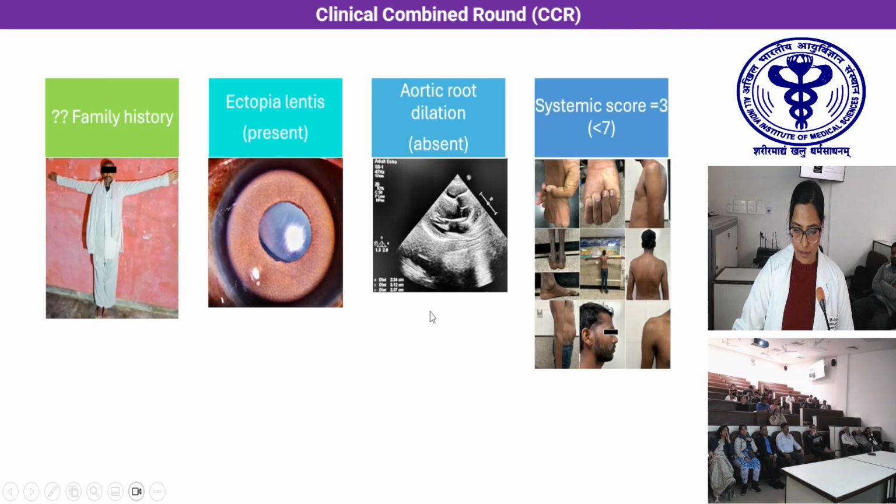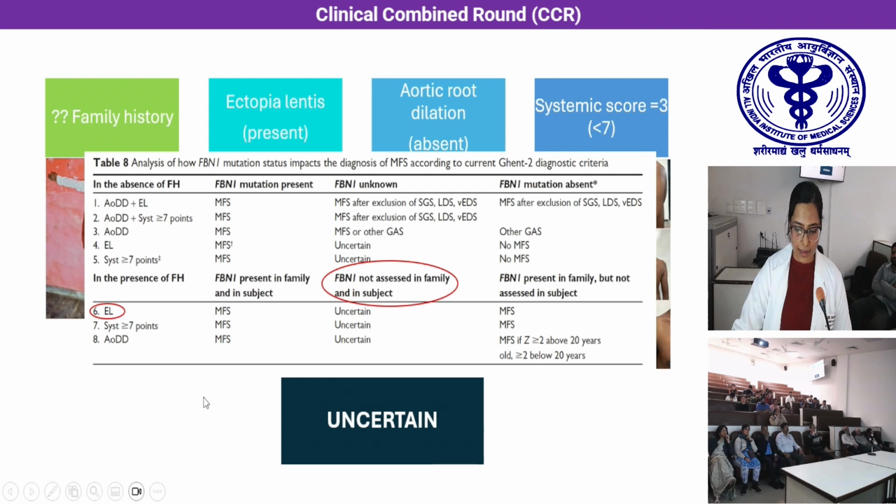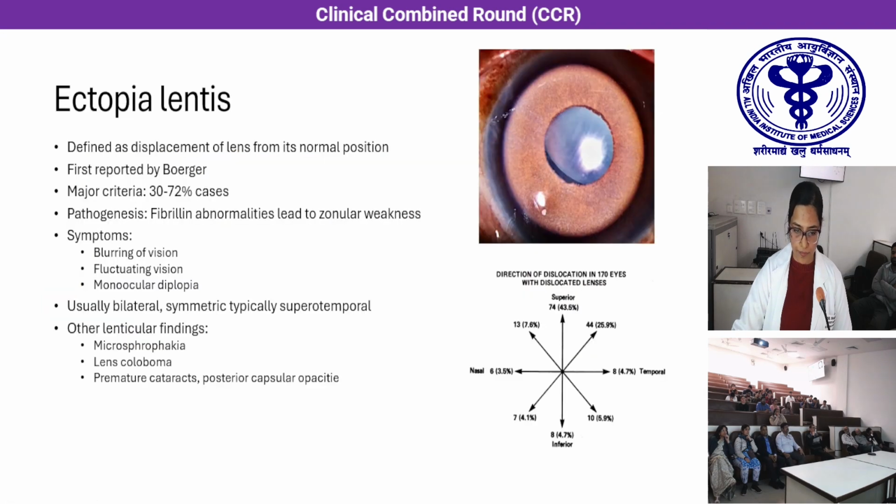3 non-skeletal features. So coming to our patient, he had a doubtful family history with ectopia lentis. There was no aortic root dilatation and the patient had a systemic score of only 3. So as per the criteria, the diagnosis of an uncertain Marfan syndrome was made.